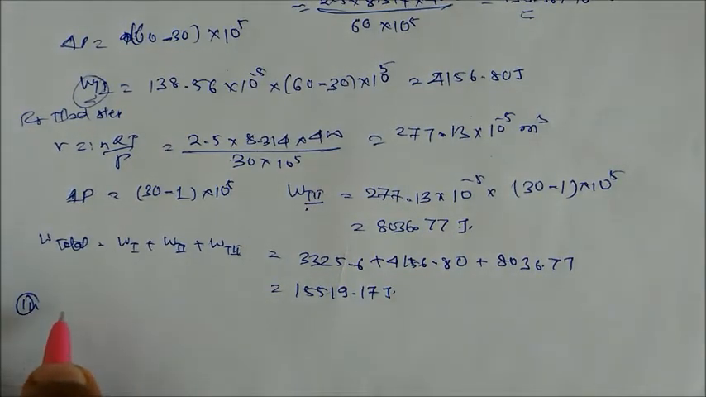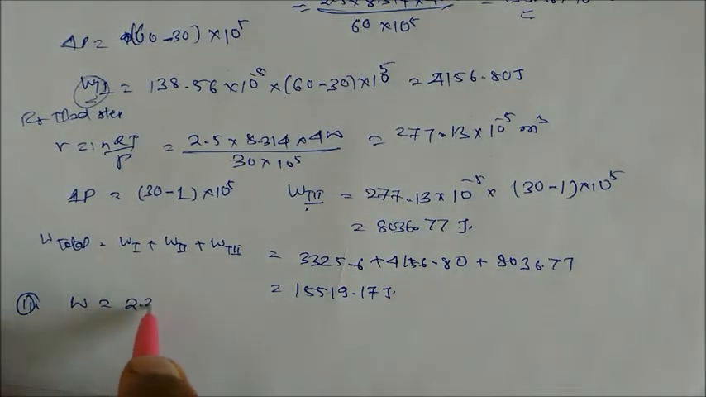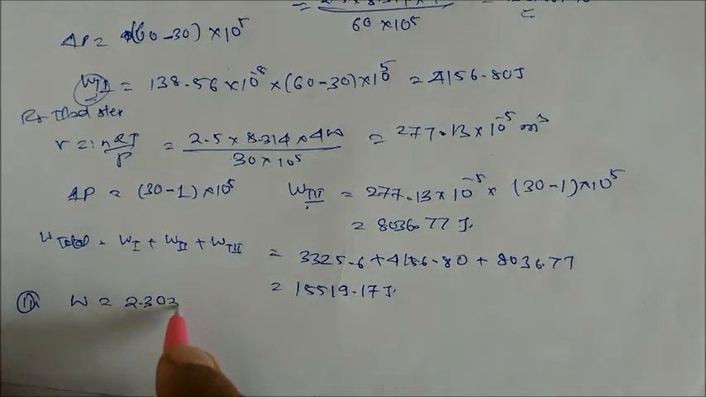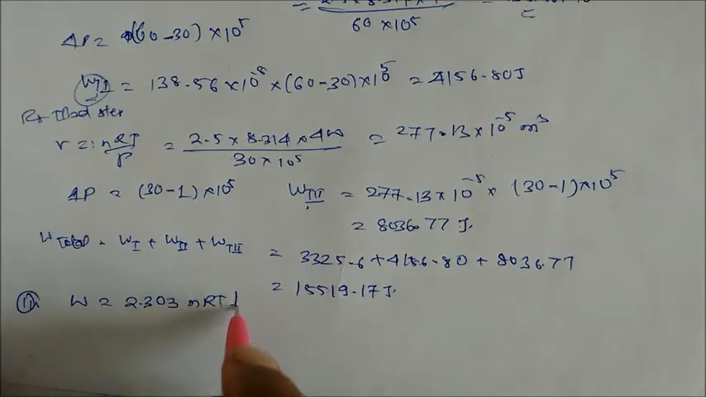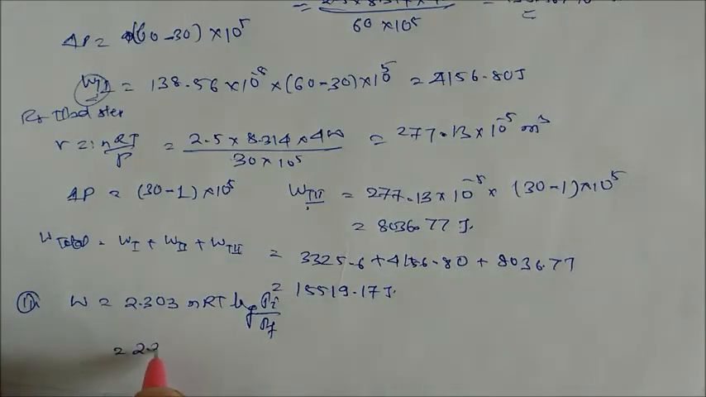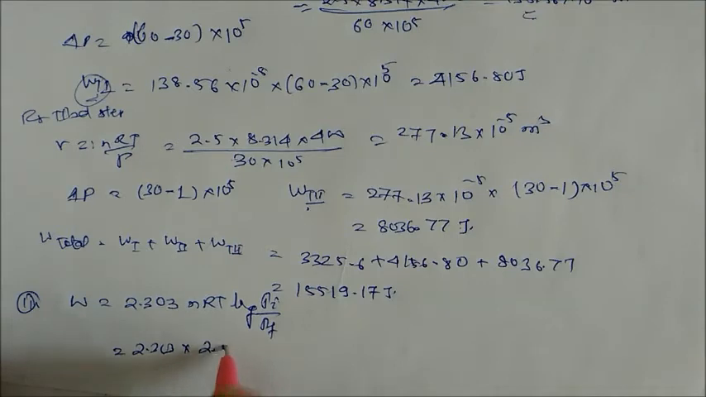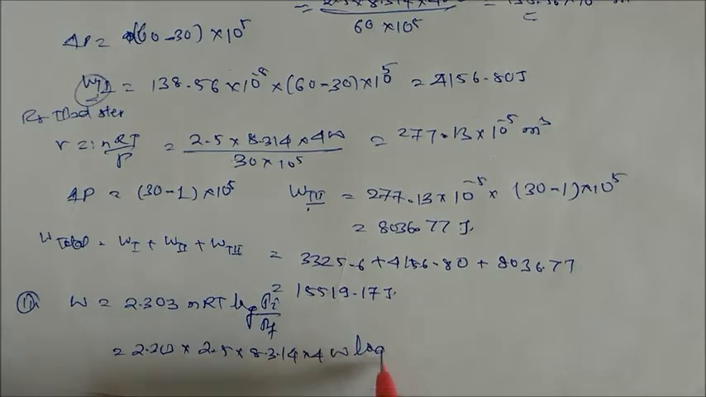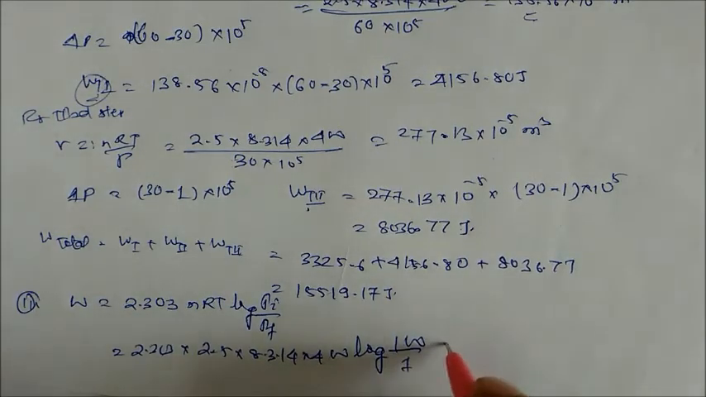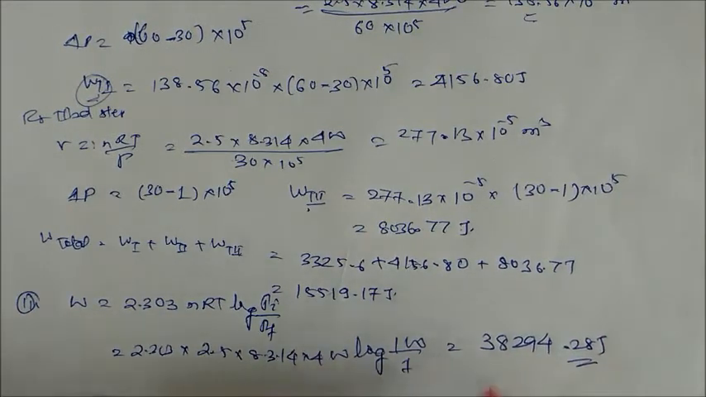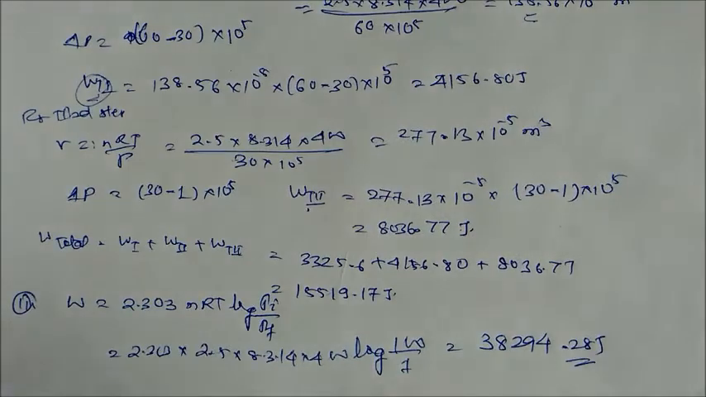So third was the reversible process. For the reversible process again 2.3, because that was the compression, this was the expansion. Here for the reversible process we can use the same formula, nRT log of Pi by Pf. So here 2.303, and given here 2.5 moles and 8.314, and temperature is again 400, and pressure is 100 by 1. On solving we will get the answer 38294.28 joule.